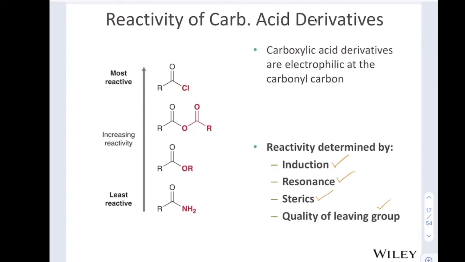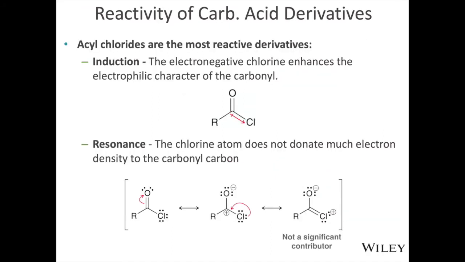So if we look at acid halides, we have induction. So this is highly electron withdrawing, which makes that even more positive, which is a plus in terms of reactivity. Chlorine also is an amazing leaving group. We remember that from the SN1, SN2 chapter, right? So chlorine is a good leaving group. And finally, resonance structures contribute to this being a reactive species as well.